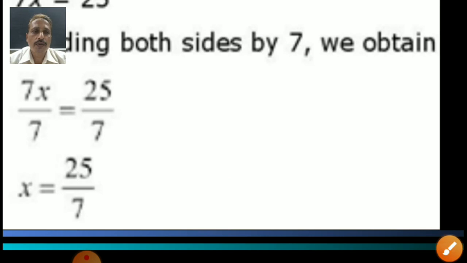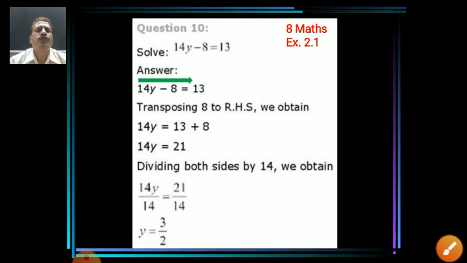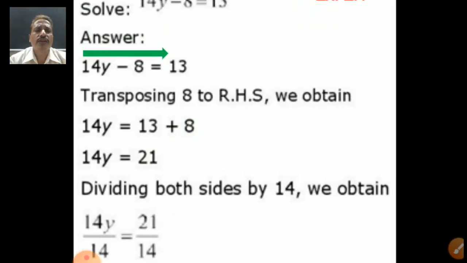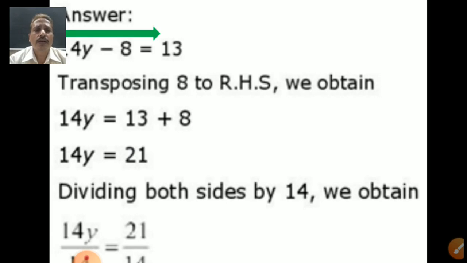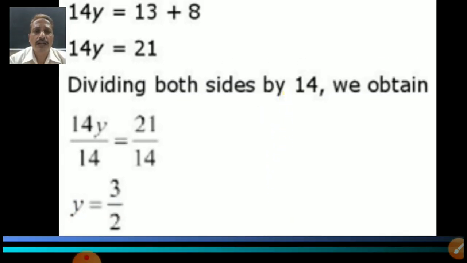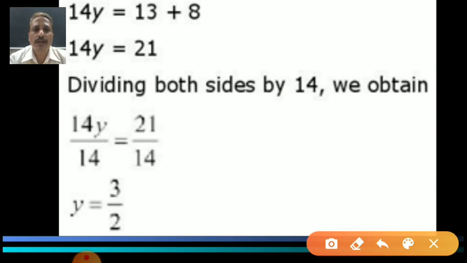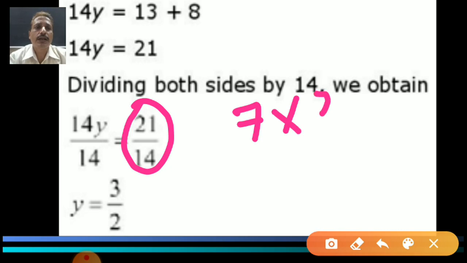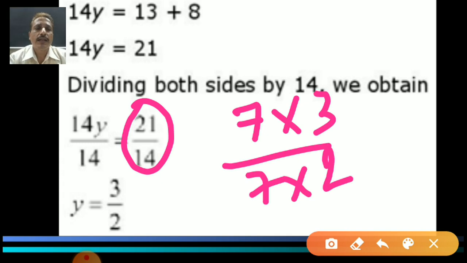Okay. Good. Now number 10, same process, same thing. You can do it yourself and find the answer. You have the answer 3 by 2. How did 3 by 2 come here, students? See the relation between 21 and 14. 21 means 7 into 3 and 14 means 7 into 2. Can we write like this, student? Yes. Then 7 will cut. Multiplication is that only. Yes, that's why here 3 by 2 is the answer.